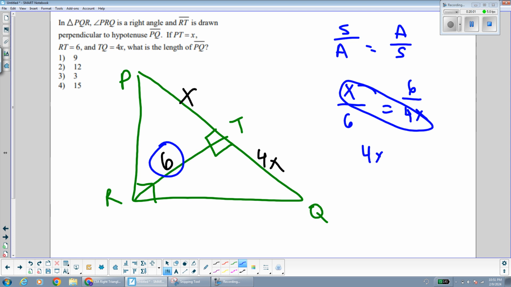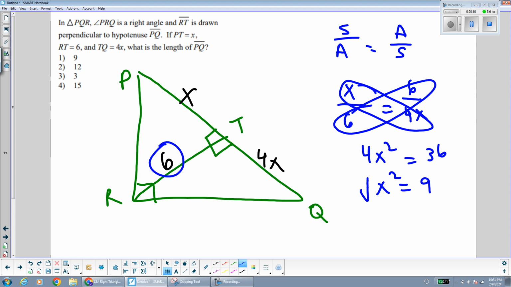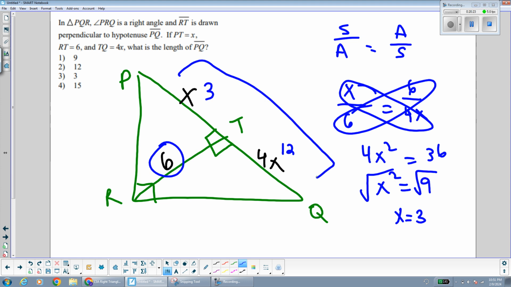Cross multiplying, we have 4x squared is equal to 36. If we divide by 4 on both sides, x squared is equal to 9. So we have x is equal to 3. So that means PT is 3, and TQ is 4 times 3, which is 12. So the whole length of PQ would be 15. Notice how the x value was an answer choice, but it wasn't the correct one. Make sure you read the questions carefully.